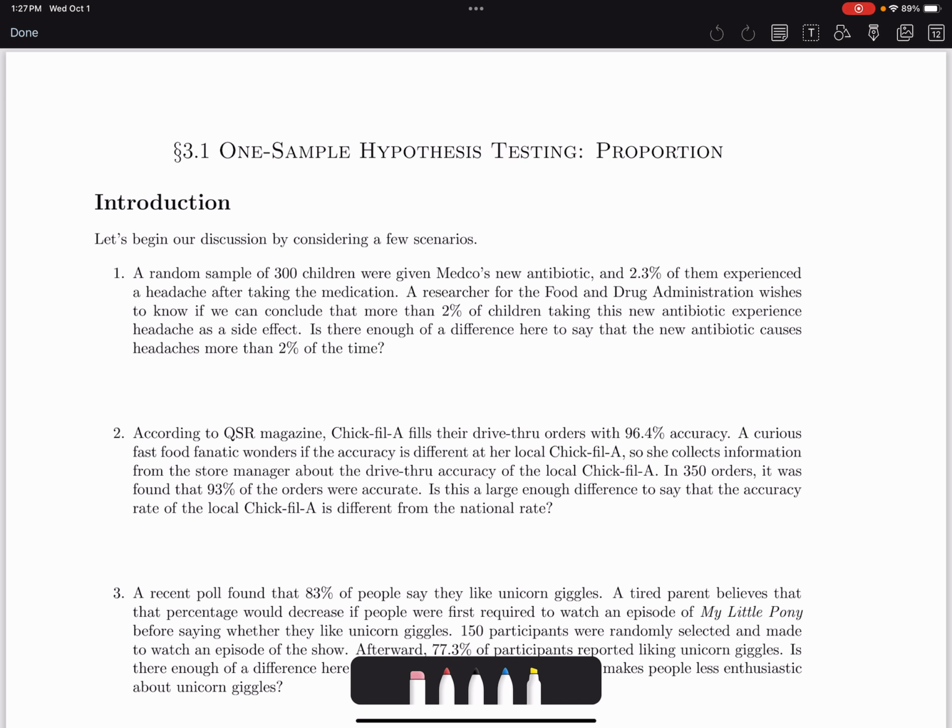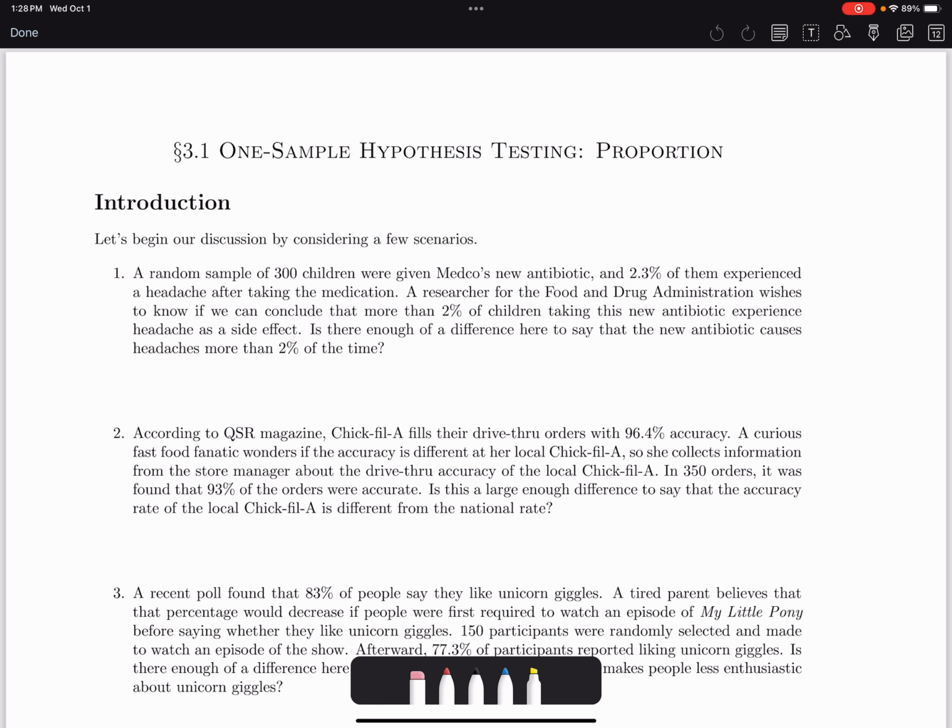I'm excited to dig into Chapter 3. In this unit, we're going to be exploring inference. So we're going to pick up where we left off at the end of Chapter 1, and we're going to use some of the tools that we developed in Chapter 2 in order to extrapolate and say what we can conclude from what we observe in the data.